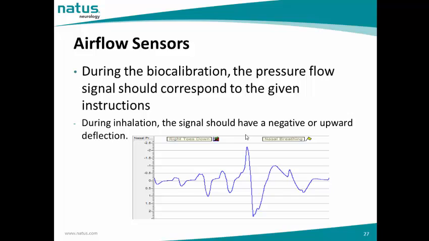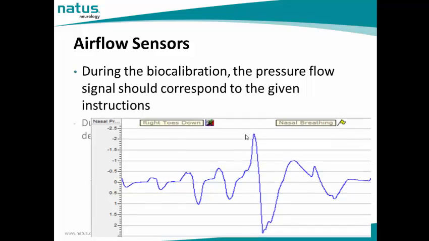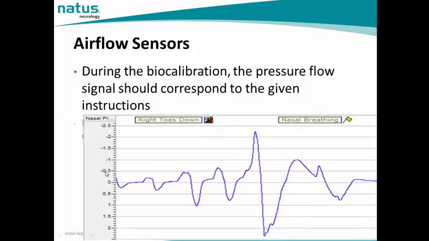Biocalibration is a very handy tool that can tell us about the validity of our signals. The pressure flow signal should correspond to the given instructions. During inhalation, the signal should have a negative or upward deflection. On the left side of the trace, this is called the amplitude bar. This is the zero line, this is the negative polarity, and here is the positive polarity. And when we ask the patient to breathe, the upward deflection is the inspiratory phase.